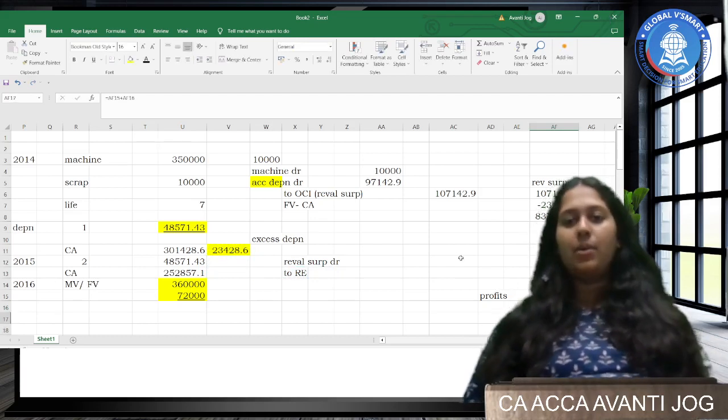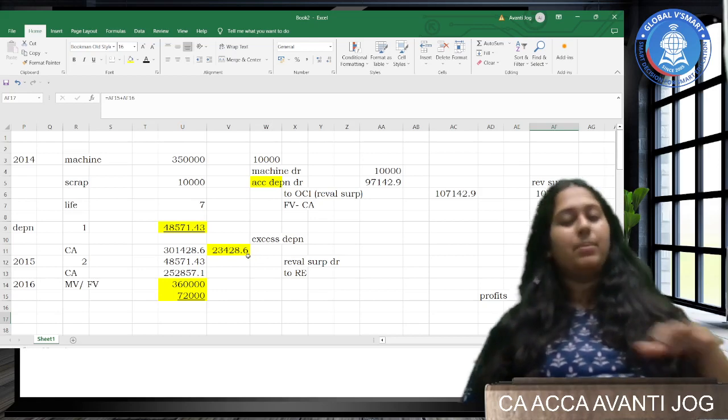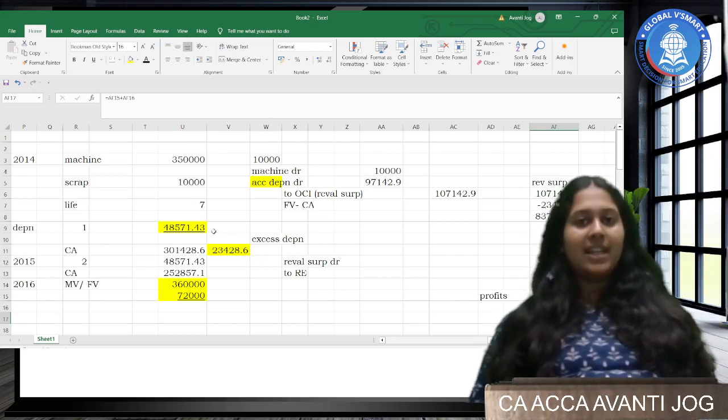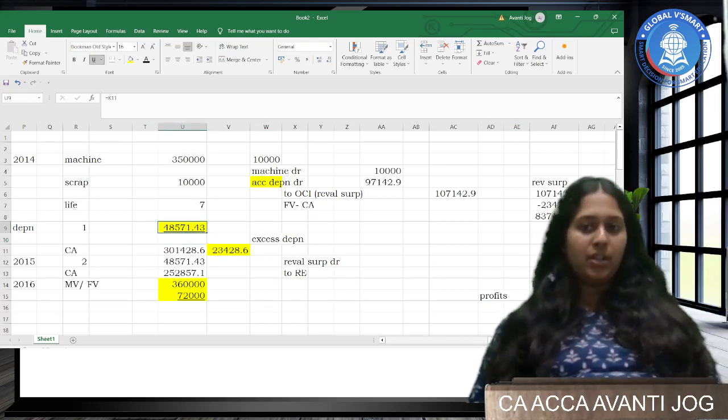This is just an accounting entry. Jaise retained earnings ke upar excess depreciation ka koi bhi impact nahi hua hai. So basically as if earnings are, we're taking effect of 48,000 only. Okay, I hope you understood.